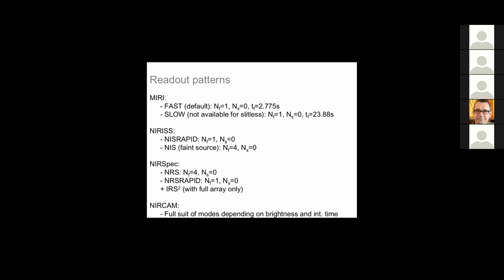Thank you. You're welcome. So as I said, for NIRCam, there is a full suite of modes depending on your source brightness and integration time. And here we refer to JWST. There is a very nice table that will give you the optimized mode for your interest. But for time series observation, the way to go is to use the rapid configuration.